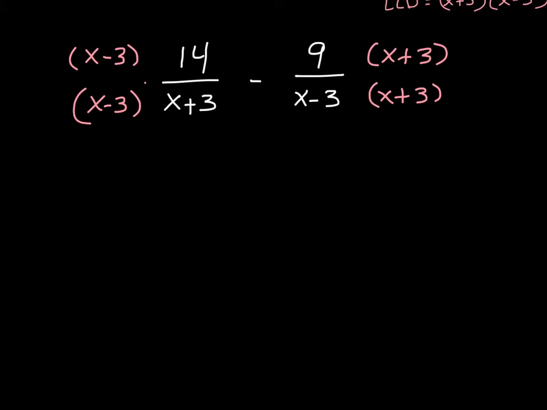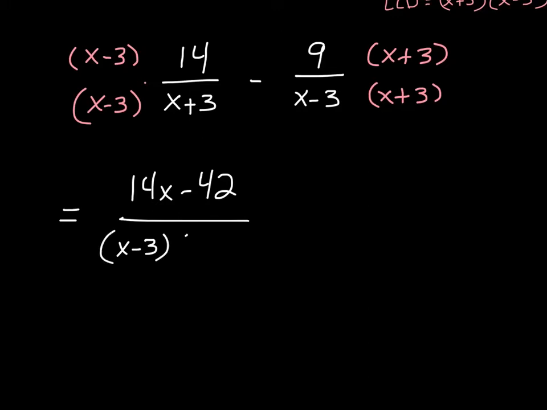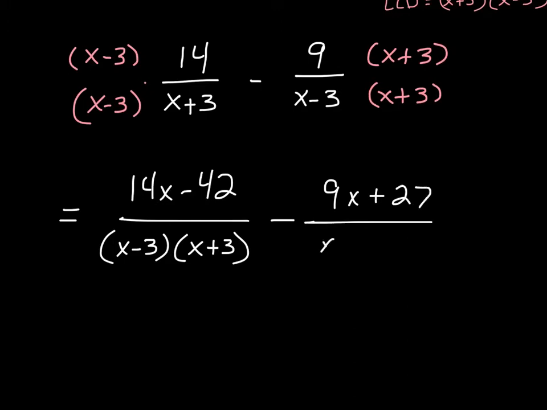In the numerators, I'm actually going to perform the multiplication. So 14 times x minus 3 is 14x minus 42. And in the denominator, I'm just going to keep this as x minus 3 times x plus 3. I could FOIL those, but there's no reason to. We're going to want this in the factored form for simplifying at the end. And up here in the other numerator, we have 9x plus 27 over this same denominator of x minus 3 times x plus 3.